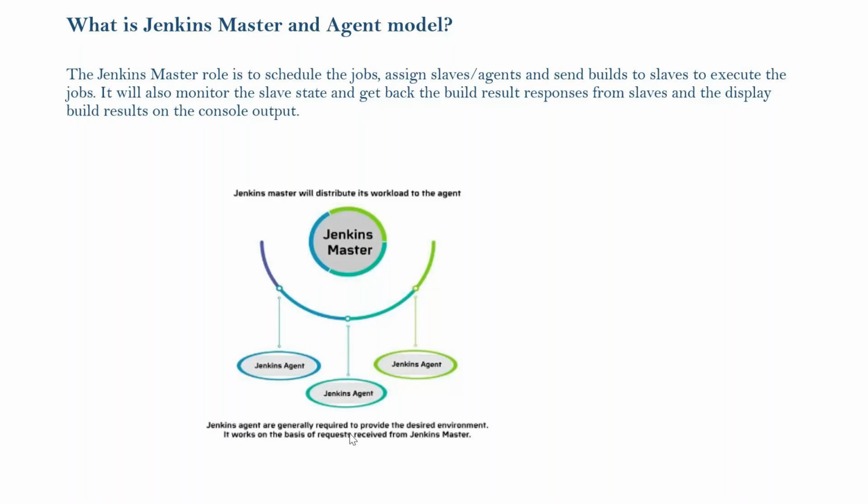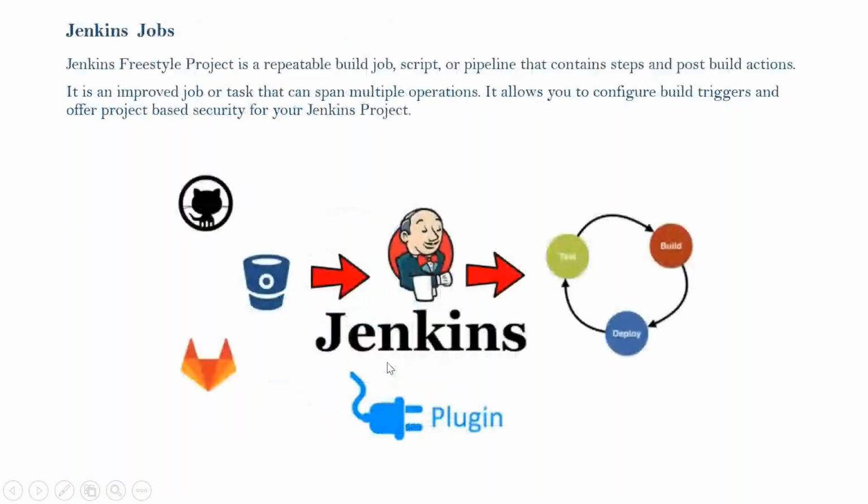So in reality, we will not build on the master node. The master node is nothing but the server where we install Jenkins. That is called the master node. In the slave nodes, we need not install Jenkins software again. Jenkins will be installed only on the one main node, and the remaining nodes are slave nodes or agent nodes, which will be used for building our job. What is a job? We'll understand in the next slide.